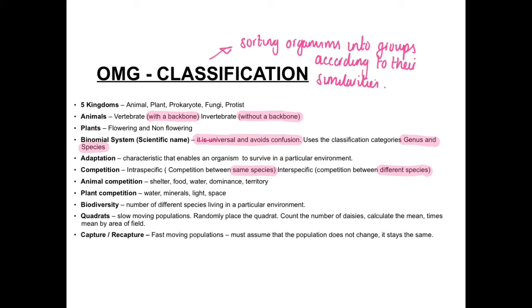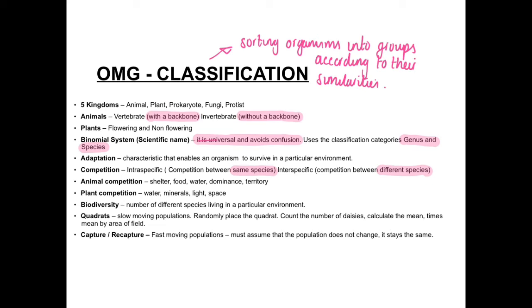Plant competition, then plants also compete even though they can't move, but they will compete for water, minerals, light and space that they have. In an exam then, they could ask you to define biodiversity, and biodiversity is the number of different species living in a particular environment. So the more species live in there, the more biodiverse it is, and essentially the healthier, the better the environment is.